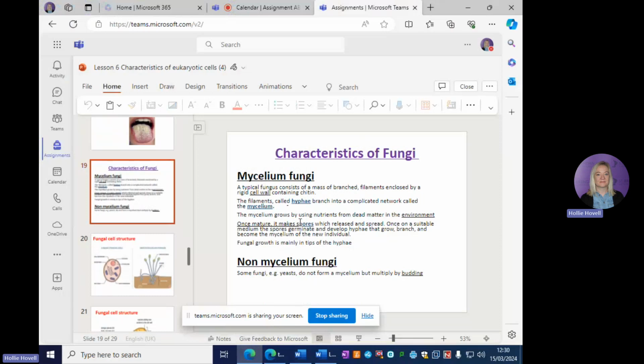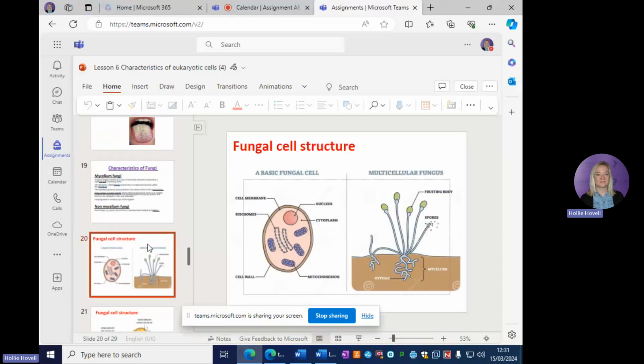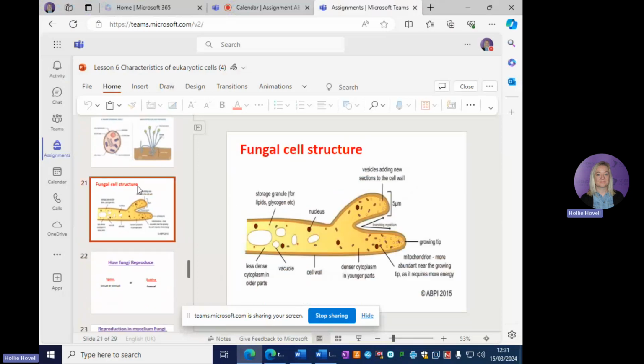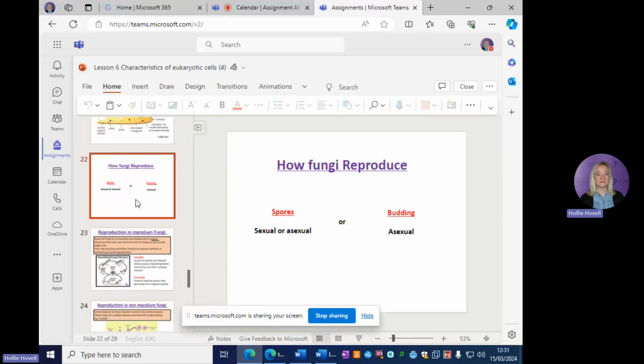So there's a little bit of information about what mycelium fungi are and about what non-mycelium fungi are and how they reproduce. So you can see here, the mycelium fungi make spores that are released and spread, okay, to grow new mycelium, whereas non-mycelium fungi multiply by budding. So you need to have diagrams and explanations of how these mycelium type fungi produce their spores, and diagrams and explanations of how things like yeast multiply by budding. So they can multiply in different ways. Okay, there's a few diagrams here about fungi which might be helpful. The spores can either be sexual or asexual, and the budding is always asexual.